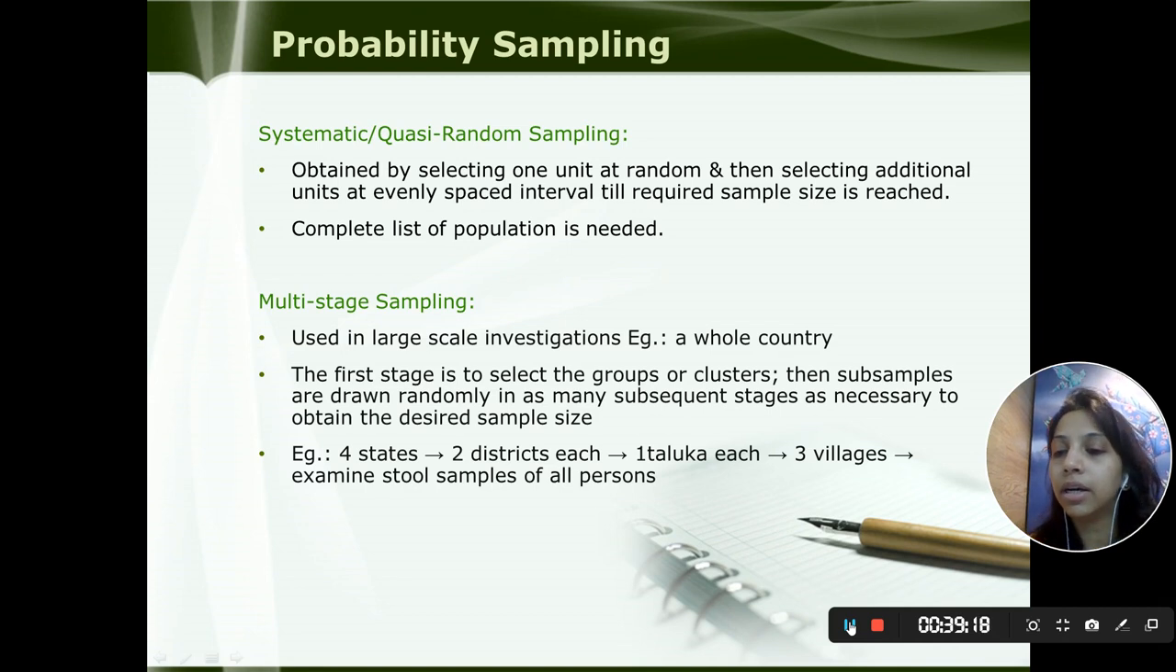Because the study cannot be conducted on the entire population of the country, you have to have a population which will be a representative sample. So this is the way you reach your desired sample size in as many subsequent stages, without the involvement of any kind of bias.